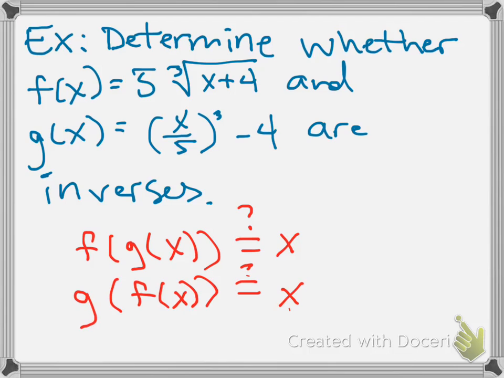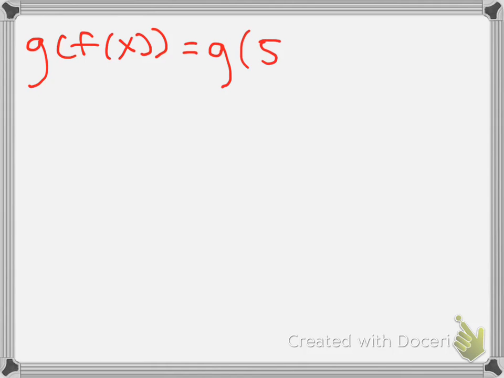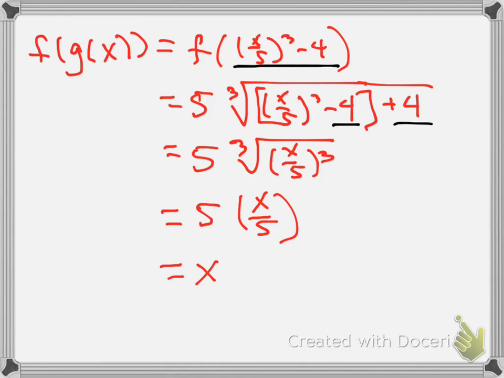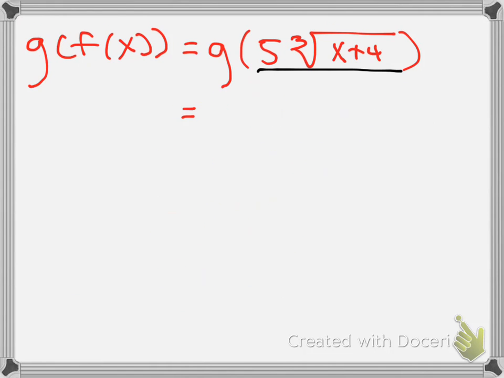So we also need to evaluate g of f of x. So this time, since f is on the inside, we're going to plug that in first. So we're going to plug in 5 times the cube root of x plus 4. And now when we go back to our function definition for g, every time we see an x, we're going to plug in this expression, 5 times the cube root of x plus 4, for x instead. And of course g was (x/5)^3 - 4. So instead of that x, we plug in 5 times the cube root of x plus 4.